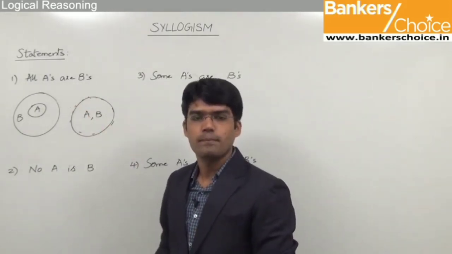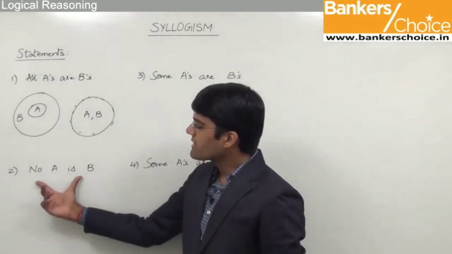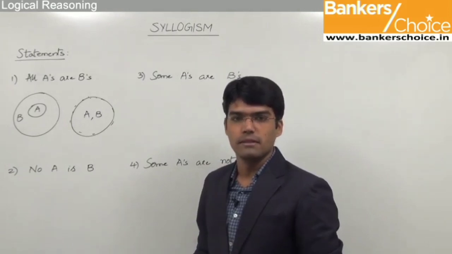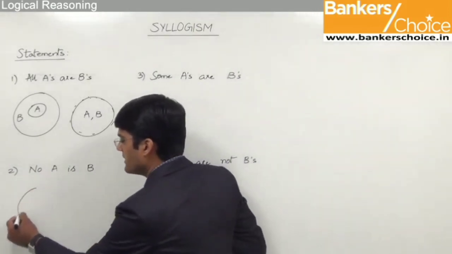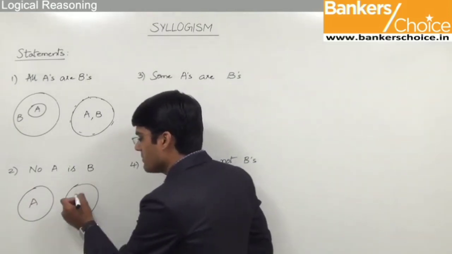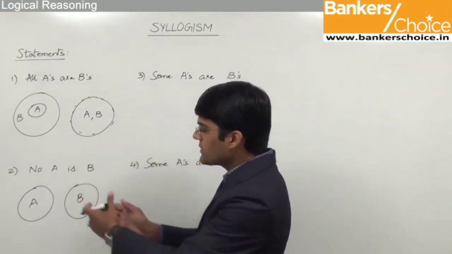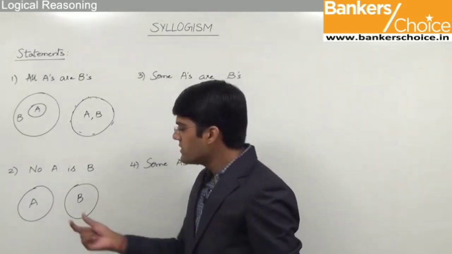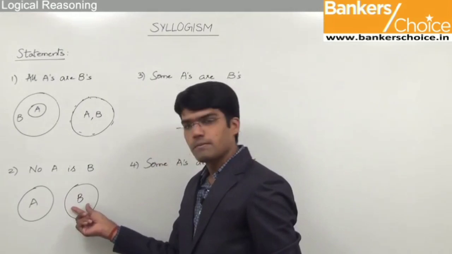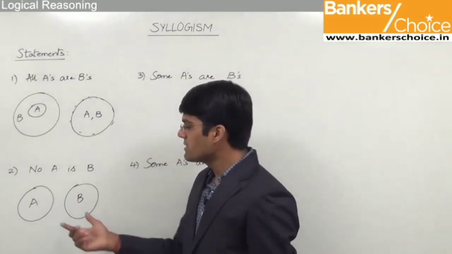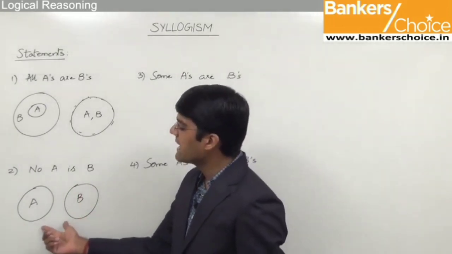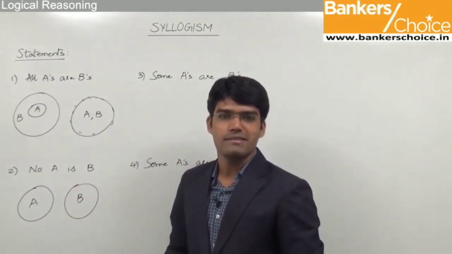Let us now look at the Venn diagram for the second statement, that is no A is B or none of the A's is B. Now here the simple way to represent this statement is to take a set A as shown and then another set B as shown here. Now these 2 sets are completely disjoint. There is no overlapping between these 2 sets. So we can say that no A is B. And there is no other possibility to represent the statement no A is B with the help of Venn diagrams. So this is the only diagram which we have for the statement no A is B.